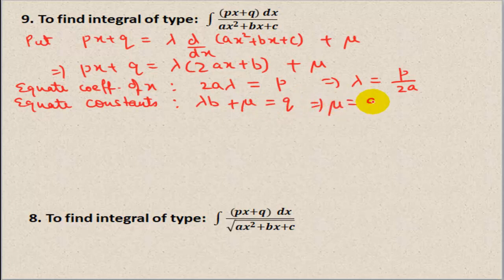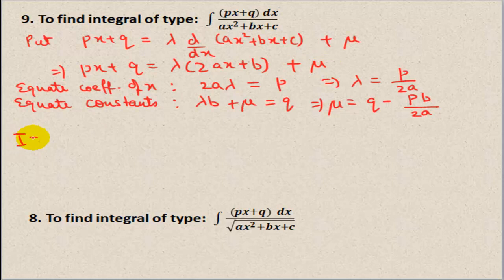Mu will be how much? Q minus lambda times b. And lambda is written here. So it will become p into b over twice of a. So this is how you will get mu also. Once they both are obtained, you can put their values here. Okay, put lambda, put mu. See, I am not writing these values here. For time being, I will use lambda and mu only.